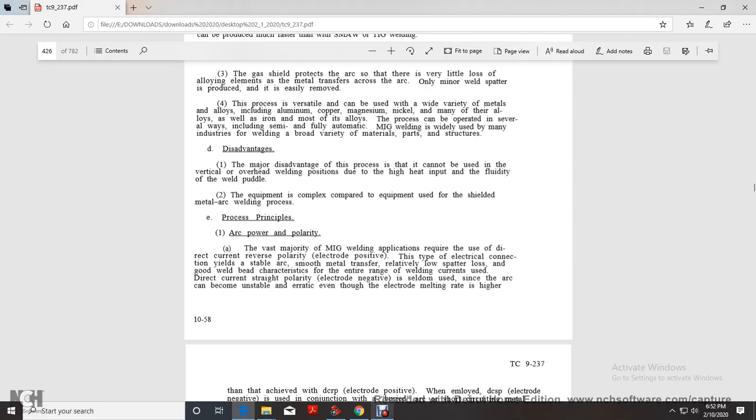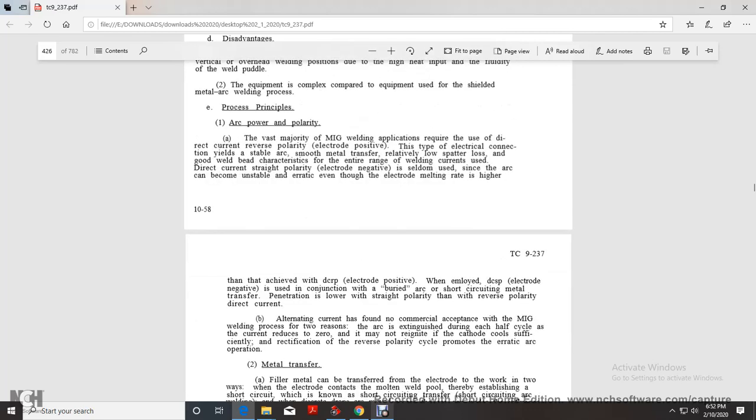Direct current straight polarity, with the electrode negative, is seldom used because the arc becomes unstable and erratic, even though the electrode melting rate is higher than that achieved with direct current reverse polarity, electrode positive. When employed with a buried arc and short circuiting metal transfer, the penetration is lower than with reverse polarity direct current.